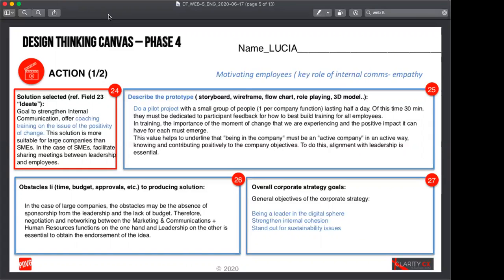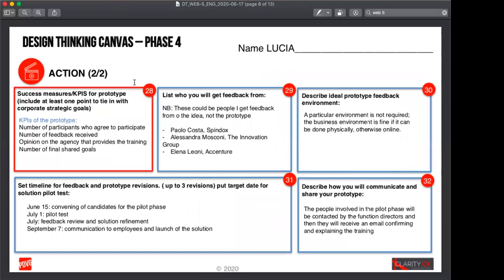She noted the obstacles, and she noted the corporate strategy goals, so she included those areas as well. She put some KPIs. She did note some people she would get feedback from on the idea, not the prototype, but these are certainly people she could talk to about the prototype. She set a timeline, and everything else I think she did. She filled out some helpful details to help her move forward with her project.